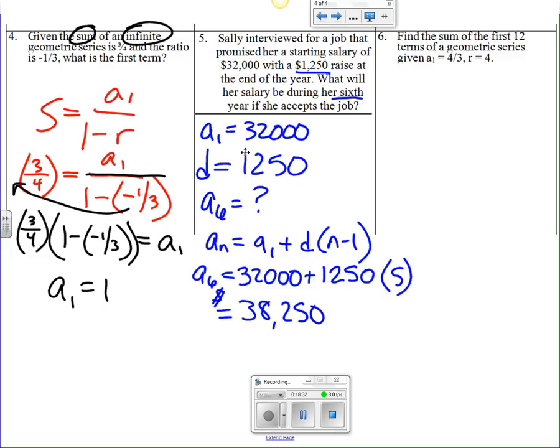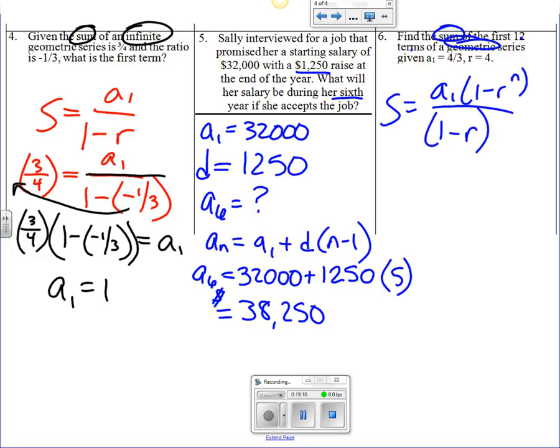Find the sum of the first 12 terms of a geometric series given A1 is 4/3 and R is 4. Gabriel, what should I circle? Very good. All right, Daniel, what formula am I using on this one? Very good. And the reason, guys, they tell you 12 terms. So what is 12? N. Does the black one have an N in it? No. Okay. So S equals A1, 1 minus R to the N over 1 minus R.